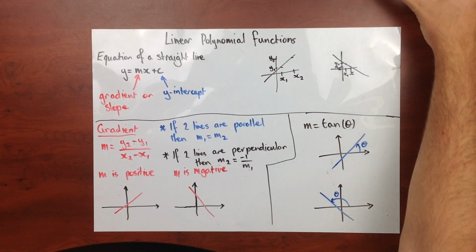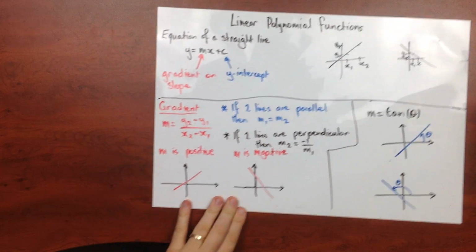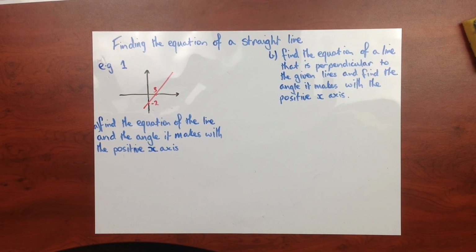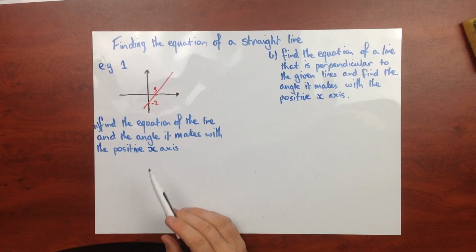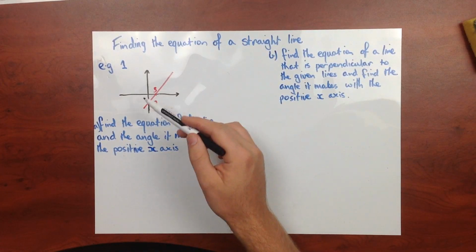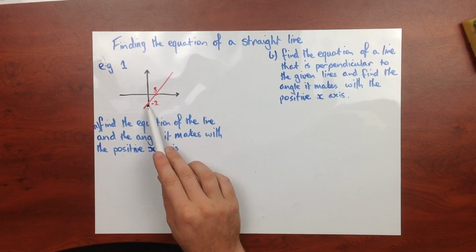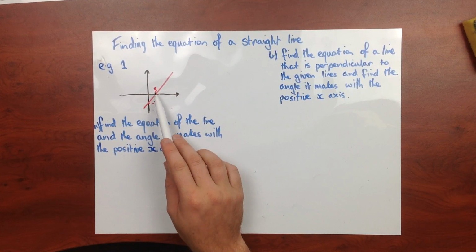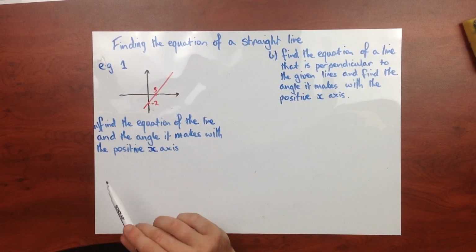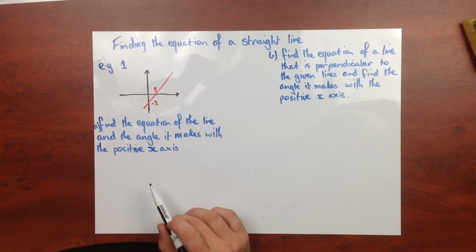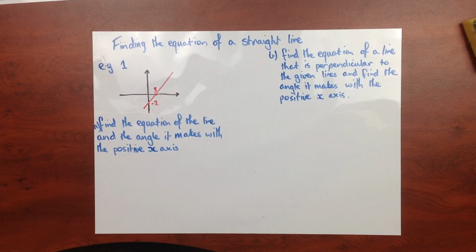That's the main theory that we need to look at, but I've got a worked example to do with you as well, which I'll just grab. So we're looking at finding the equation of a straight line. Here we're given a picture with a straight line where we go through the point -2 and the point 3. We need to find the equation of the line and the angle it makes with the positive x-axis. That's what we're going to do in part A.